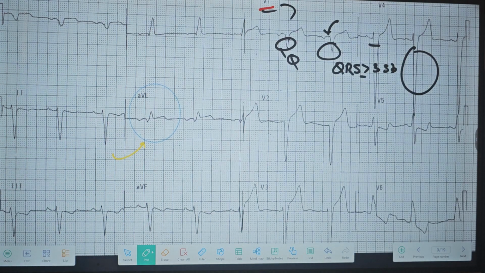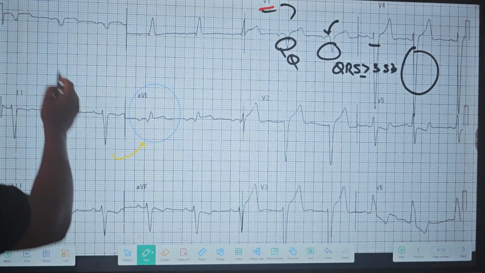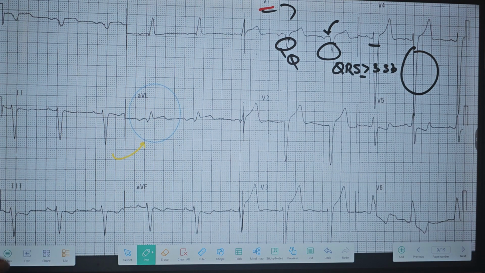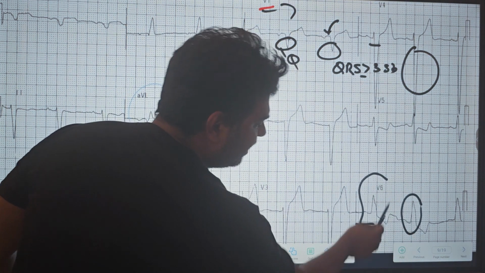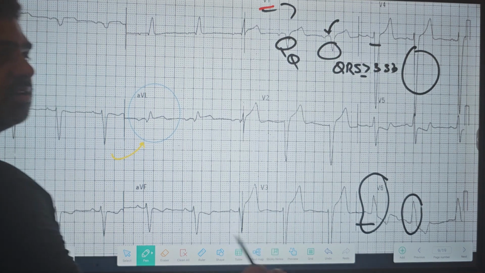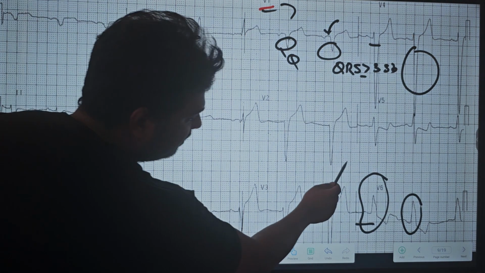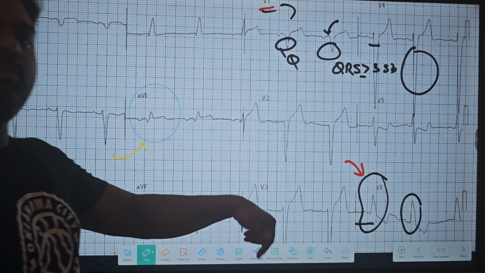Third point is you get a broad R wave in lead 1, AVL, V5, V6. So see this lead 1, this is lead V6, broad R wave. If you get it in any one lead, V5, V6, 1, AVL. Okay, so this is a broad R wave. In V6 you see you have got the broad R wave. Now this R wave can be monophasic.